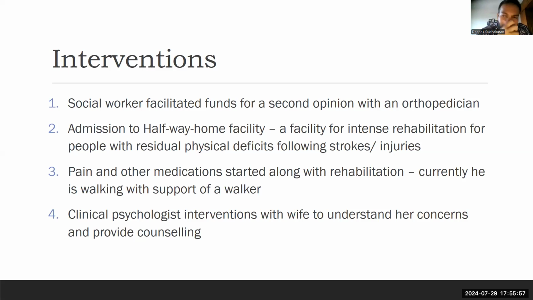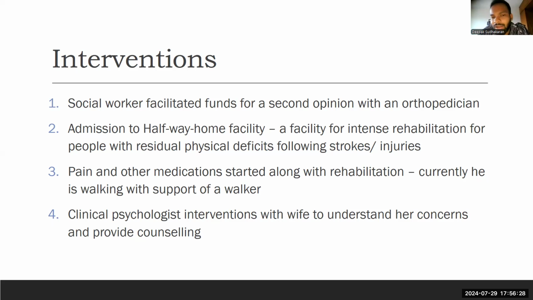That was one. Second is an intervention which we call a halfway home. A halfway home is a physiotherapy or physiatry intervention where there is intense rehabilitation for people with residual physical deficits following a stroke or injuries which may cause brain injury or spinal cord injuries. What is done here is we teach the person to become as independent as possible, as fast as possible.